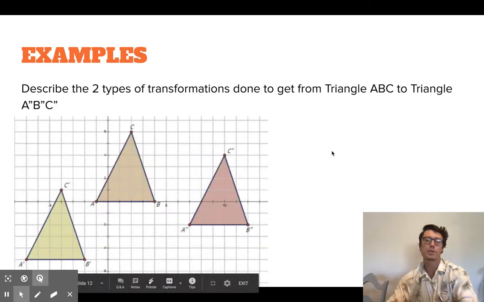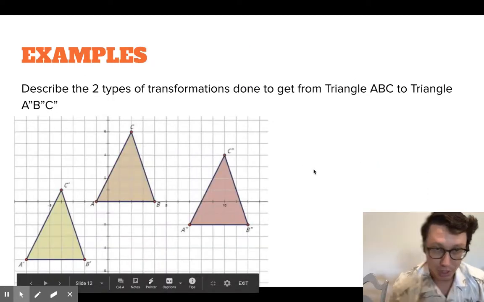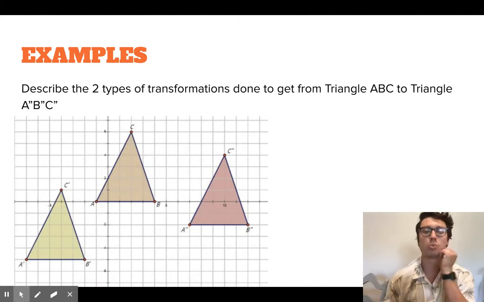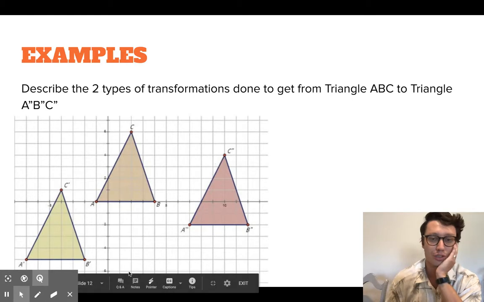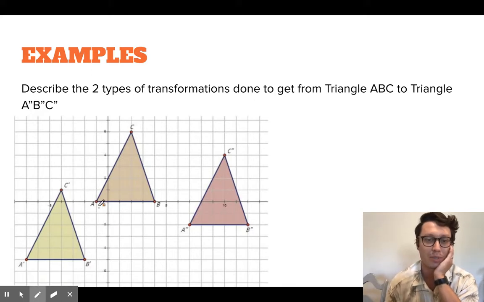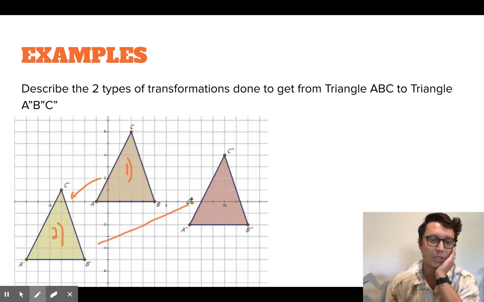Okay, more examples. Now you have pictures, right? And you have to tell what kinds of transformations and describe what those rules are. So first, you always need to find which one is your actual pre-image. Remember, the pre-image is always just ABC. So this is number 1, triangle ABC. We come over this way to triangle A prime, B prime, C prime. So that's triangle number 2. And then we go over here to triangle number 3.